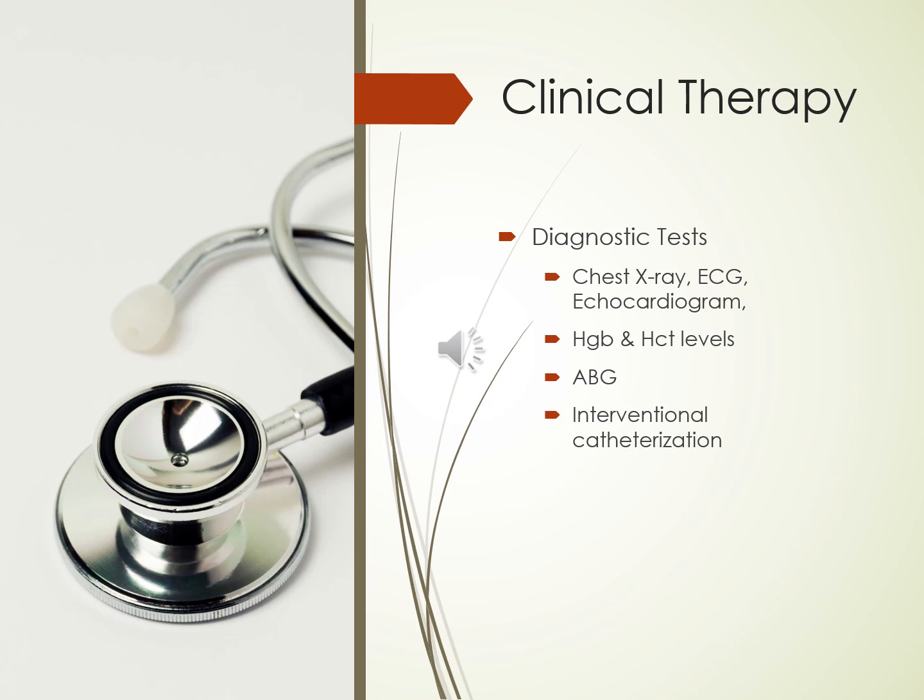So what are we going to look at? We're going to look at several diagnostic tests, such as chest x-rays, ECGs, echocardiograms. We're going to get the hemoglobin and hematocrit levels. Why? Use your critical thinking skills. ABGs, and interventional catheterization may be used.